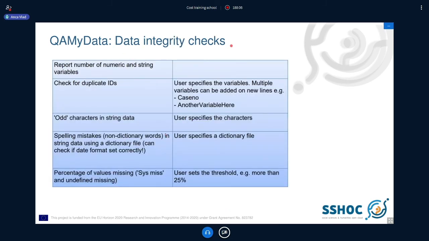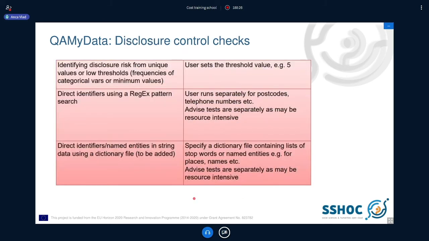Then we have data integrity checks. So we will check for duplicate IDs, odd characters in string data, spelling mistakes, percentage of values missing. And then you can select the thresholds here. The script is highly customizable depending on what you want the software to look for.